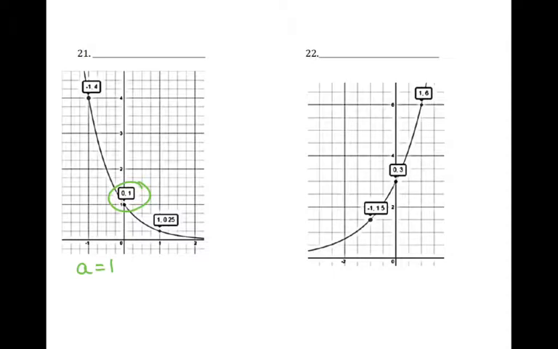Now, b is a little trickier to find. So in order to find b, what I like to do is I like to take my points and actually create a table out of these points. That way you're doing the same exact thing you did with the other problems. Just make sure your x's are in numerical order. So -1, 0, and 1. -1, my y value was 4, 0 was 1, and at 1, my y value was 0.25.